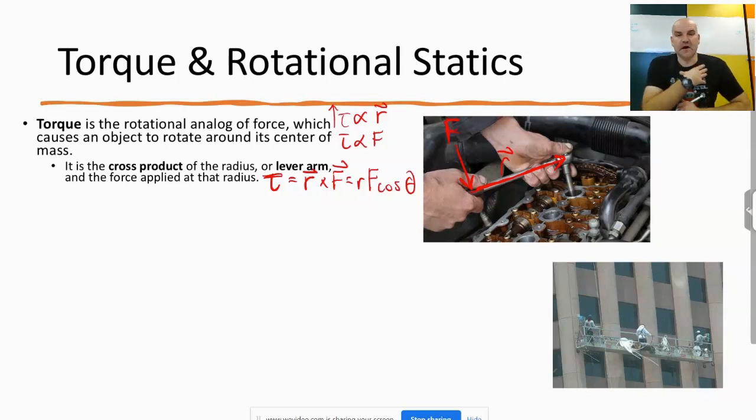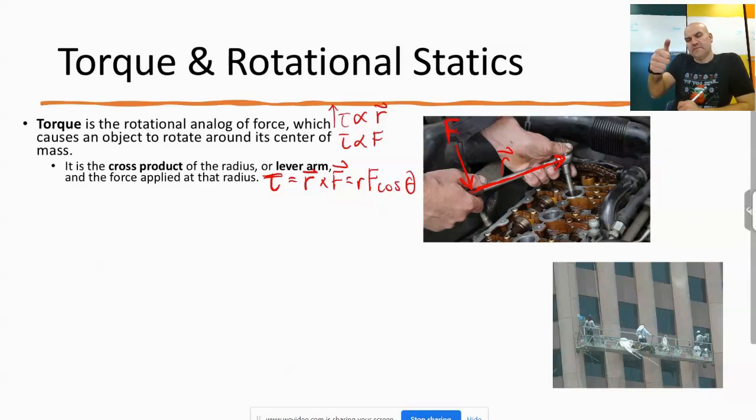Now, the idea of a cross product is where you get the statement righty-tighty, lefty-loosey, because you would use a right-hand rule. You point your fingers in the direction of the lever arm, the radius, and then you curl your fingers in the direction of the force. In the picture of the mechanic, the lever arm goes toward the axis of rotation where the nut is, and then I curl my fingers into the direction of the force.